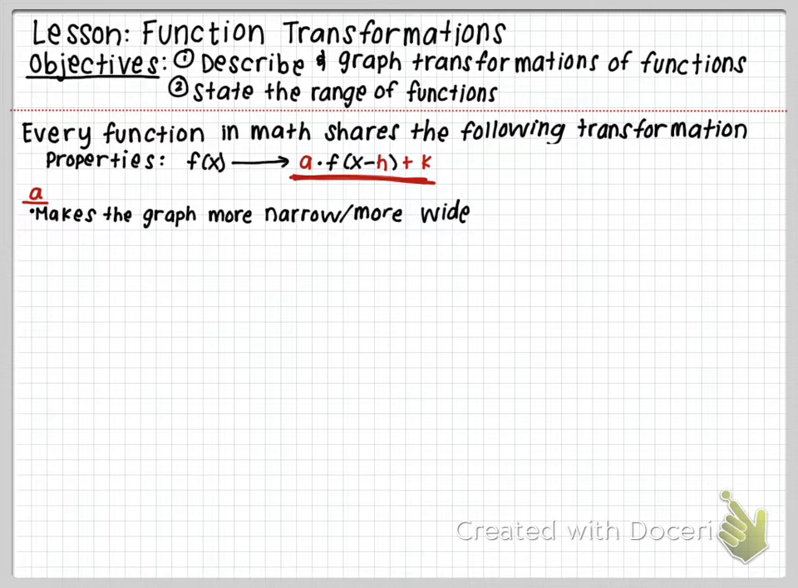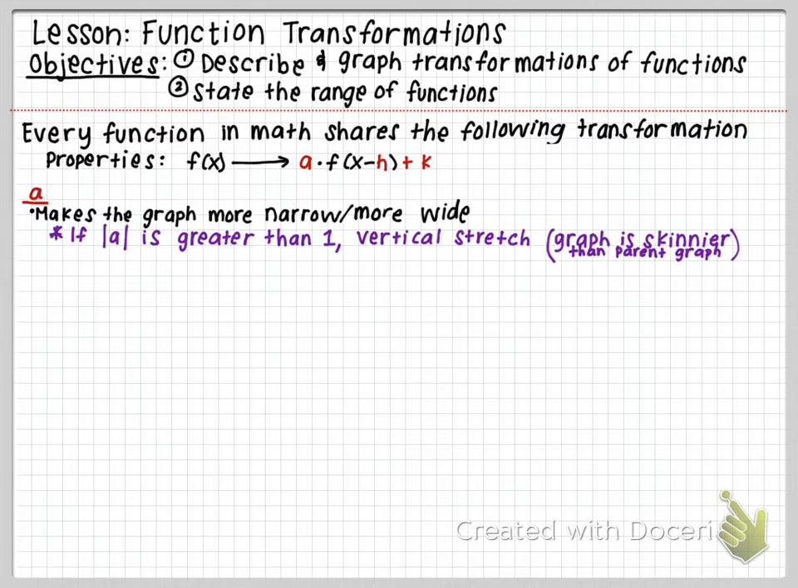Okay, so the first function we're going to work on is quadratics, but it takes on the same exact transformation properties as the absolute value function, the one we just did. So A, okay, let's talk about A. A makes the graph either more narrow or more wide, depending on what A is. Let's look at what makes the graph skinnier, so more narrow. If the absolute value of A, which means you take this number and take the absolute value of it, is greater than 1, we're going to have a vertical stretch. Now, a stretch actually means it's skinnier than the parent graph.